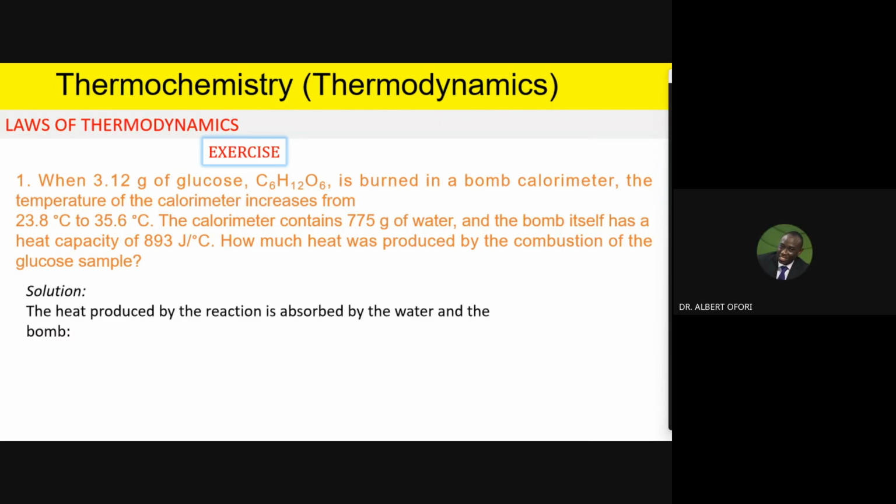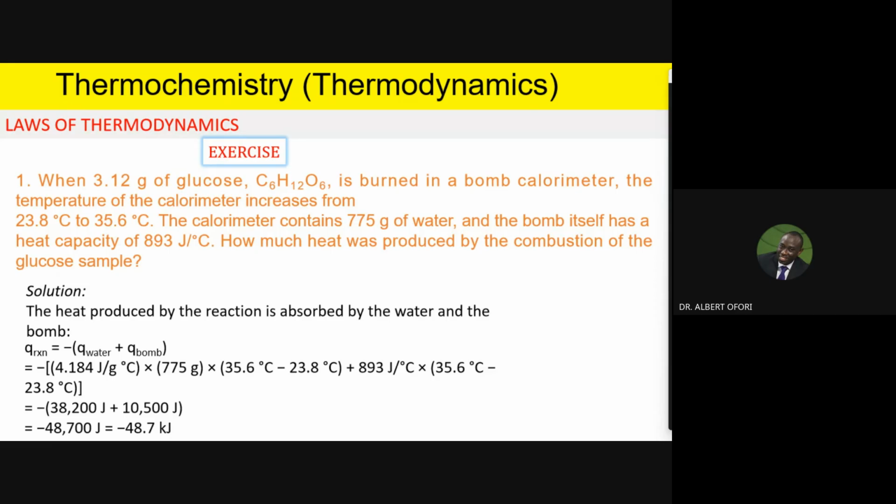Any answer? Negative 48,700 joules. Please check if you had the same answer.